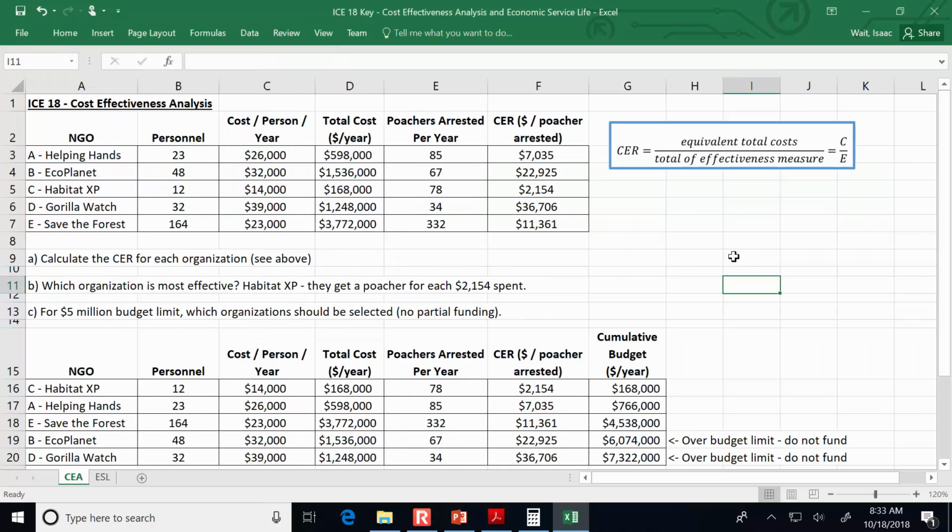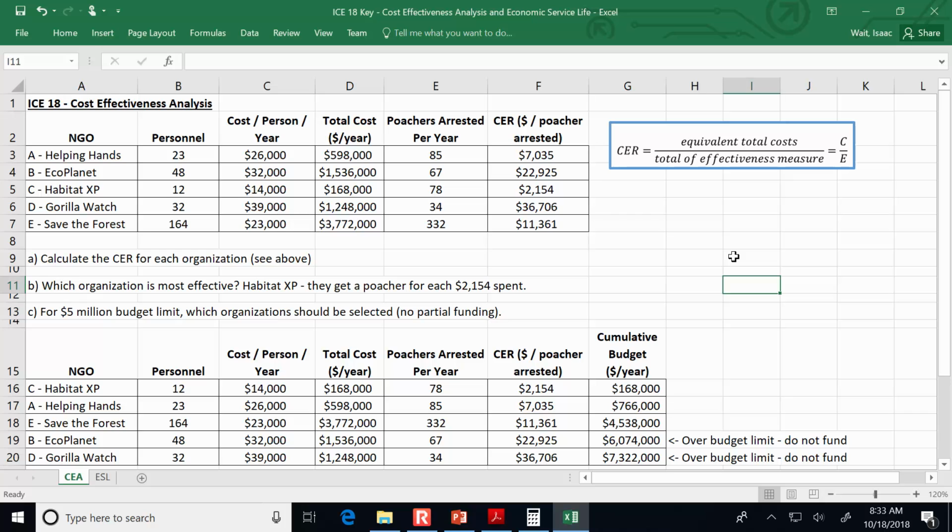All right, let's just review and make sure we're all on the same page with analyzing the results here. So the given data was the name of the NGO, how many personnel they have in the organization, their cost per person per year, and the total cost.